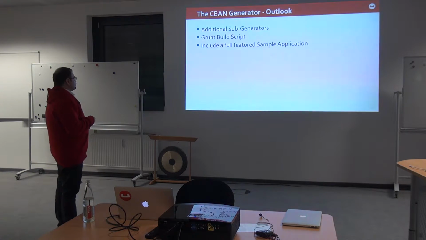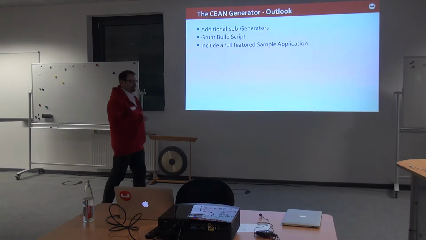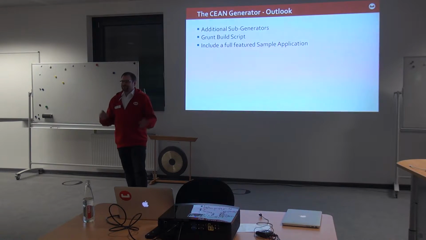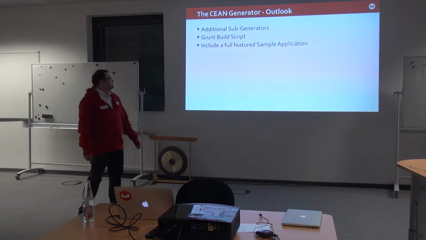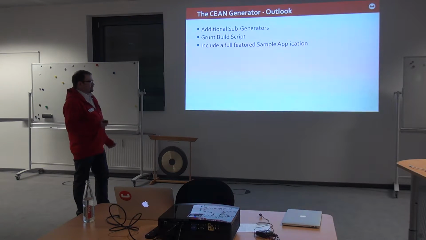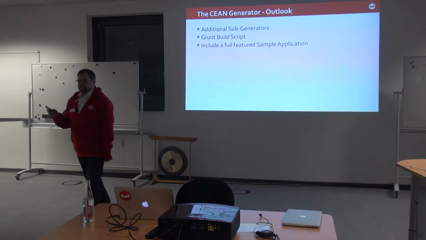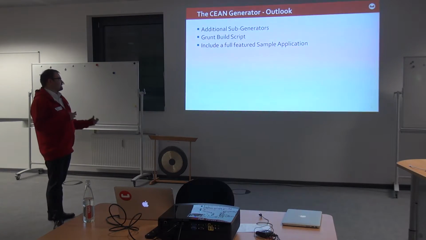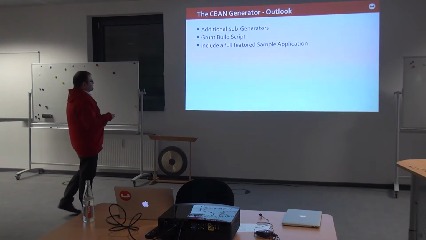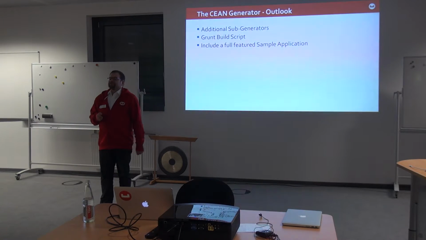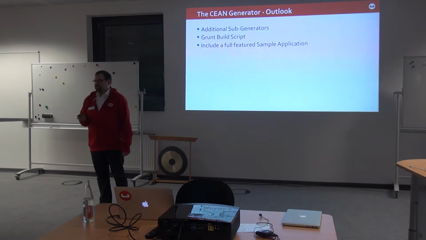Okay, outlook. One of the reasons I'm here is to engage persons like you, right? So what we need is additional sub-generators. This is actually quite easy to achieve. Most of the sub-generators are already out there with other generators. Something like creating an Angular controller or an Angular view is not that hard. The Grunt build script is also quite easy, but in the first step I just used an app.js file instead of a build script.